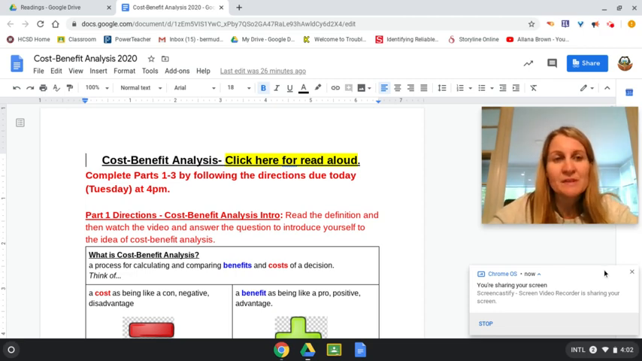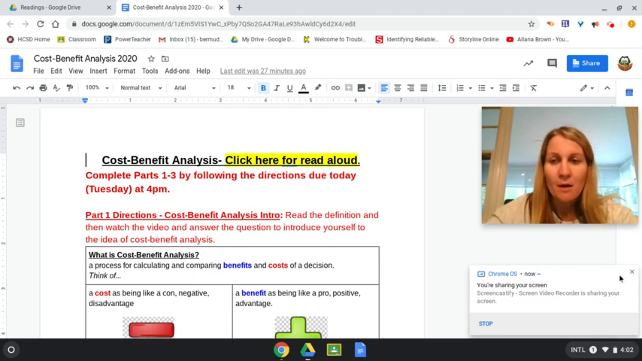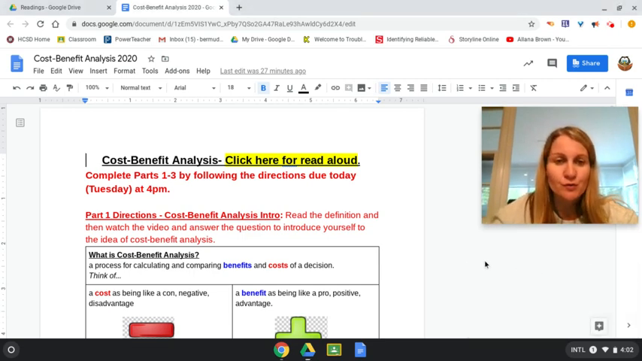Hello, everyone. Today we're starting Unit 7, and the first lesson of Unit 7 is cost benefit analysis. You have three parts of this document that need to be finished today, Tuesday, by 4 p.m. So please make sure you turn this in when you're done. I will start by going over the directions for Part 1.